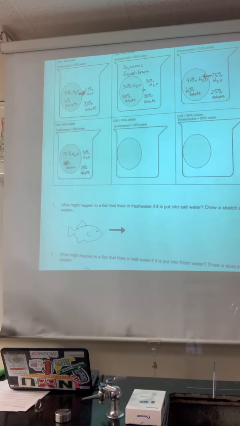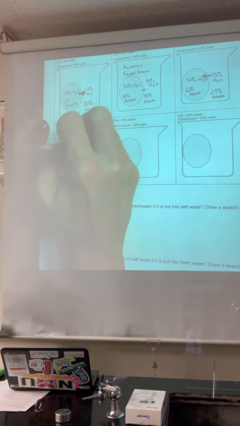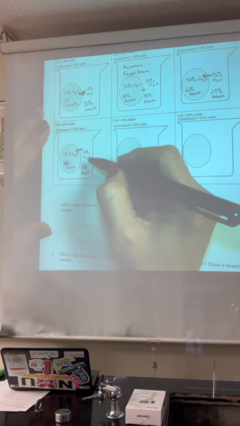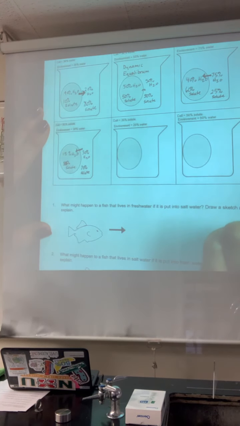Now, which direction would we see osmosis happening? Into or out of the cell? Everybody yell out your guess right now. Into. There's more water on the outside of the cell. So water moves through osmosis from an area of high concentration to low. There's a higher concentration of water on the outside of the cell, so it's going to move to the lower concentration of water on the inside of the cell.